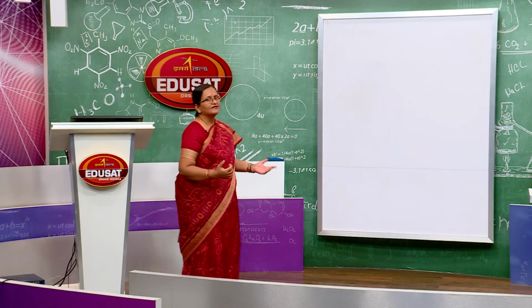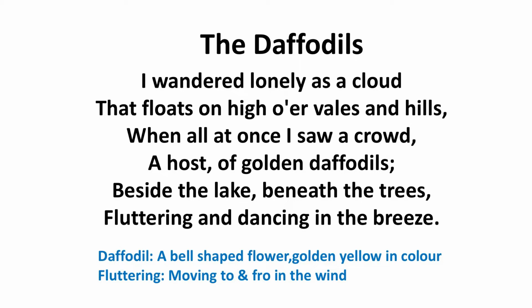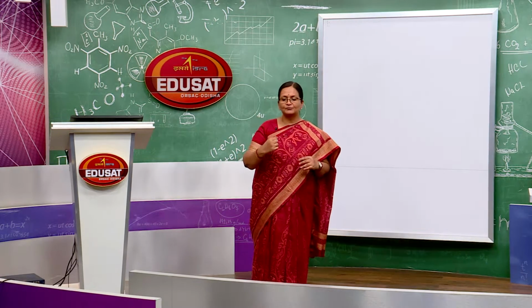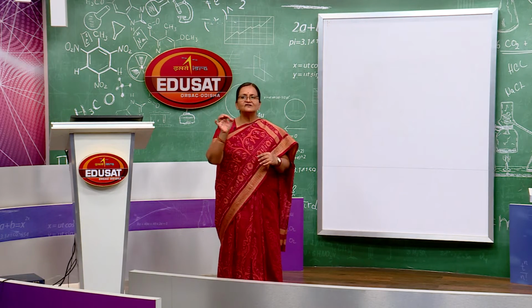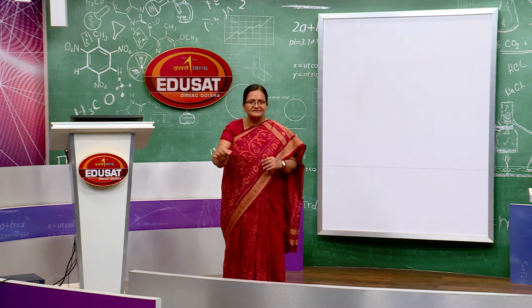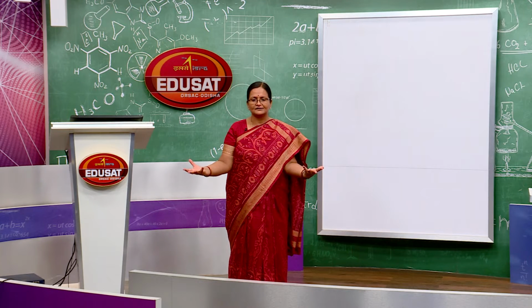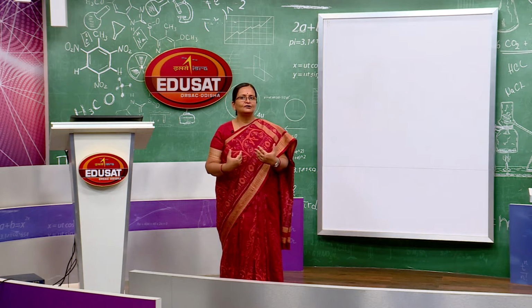Coming to the first stanza. I wandered lonely as a cloud that floats on high over vales and hills. Now, the very first line and the first word, I, the first person singular number. The poet is talking about a personal experience, a subjective experience, a first hand experience. And he says, I wandered lonely as a cloud.